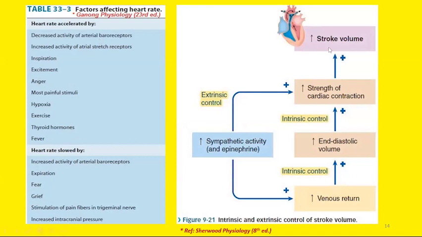Now, what are the factors that affect stroke volume? One of the factors is the venous return itself. So there is a direct relationship between venous return and stroke volume. Venous return is the amount of blood entering the right atrium. The greater the amount of blood entering the heart, the greater the amount of blood pumped per beat. So venous return increases stroke volume by increasing the strength of cardiac contraction.